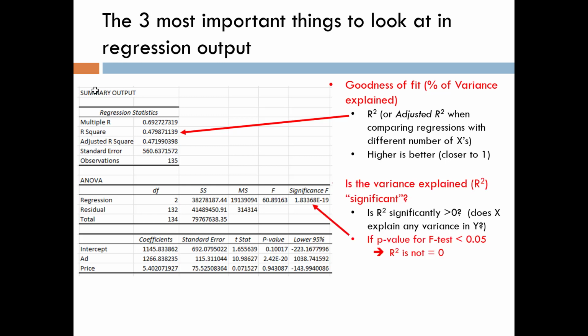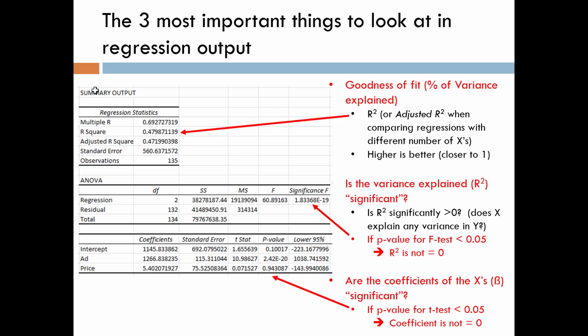Second, in the section called ANOVA, look at the last column, at the value under significance F. This shows the p-value for the test for the R-squared. In this example, the p-value is less than 0.05, which is our cutoff for alpha, which means that the R-squared is significantly different from 0, and the x's do explain some of the variance in y.